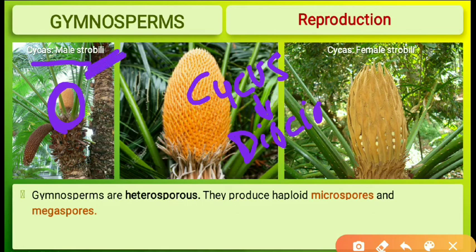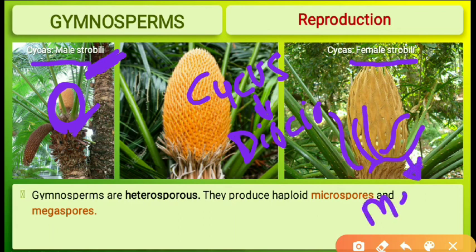Remember this name, strobilus. Strobilus is present in gymnosperms as well as in pteridophytes. We saw the strobilus in Equisetum. Here is the male cone, but in Cycas, here it is written female cone, though the female cone does not always form. Sometimes the leaves remain as they are and do not form a cone, and these leaves on the female plant are called megasporophylls.